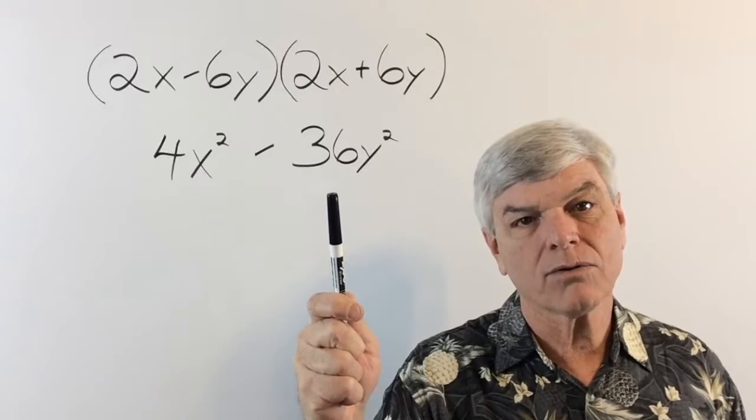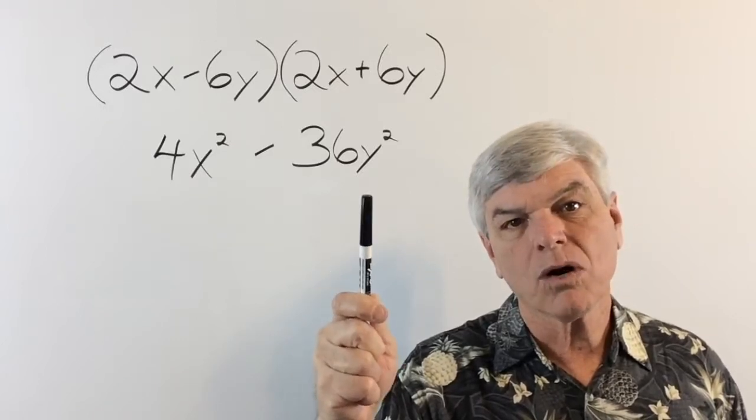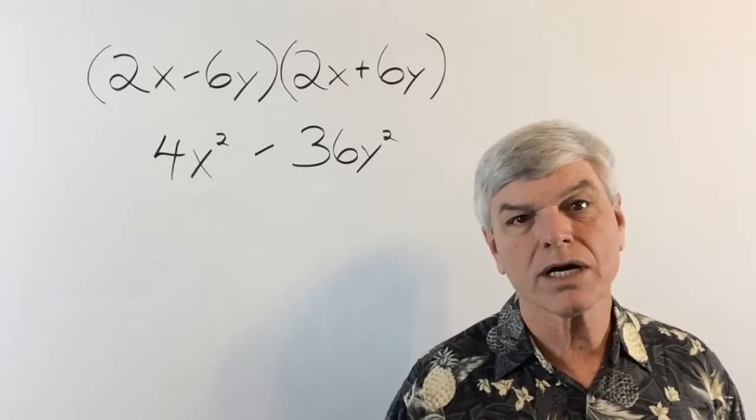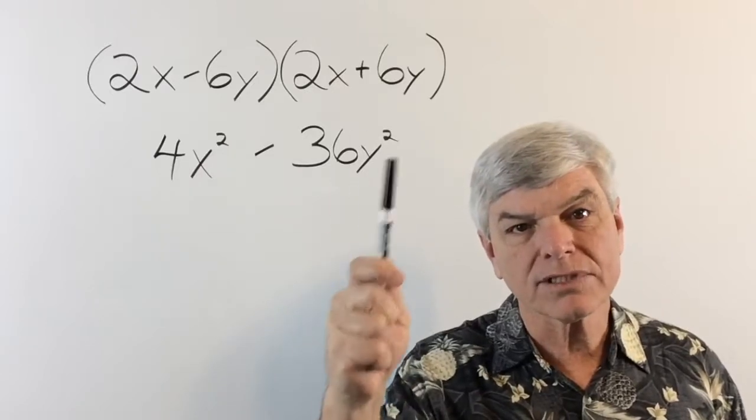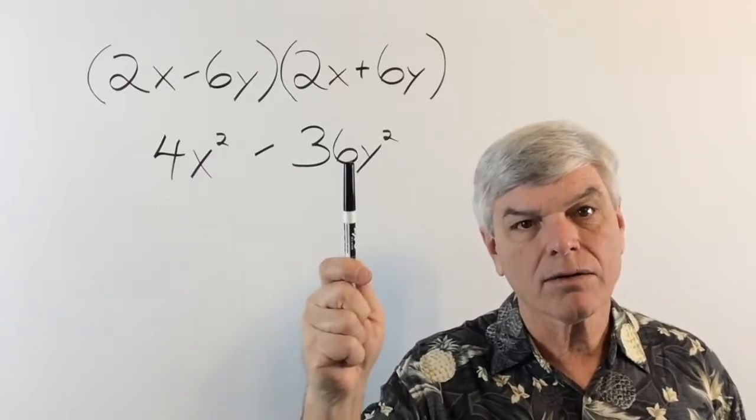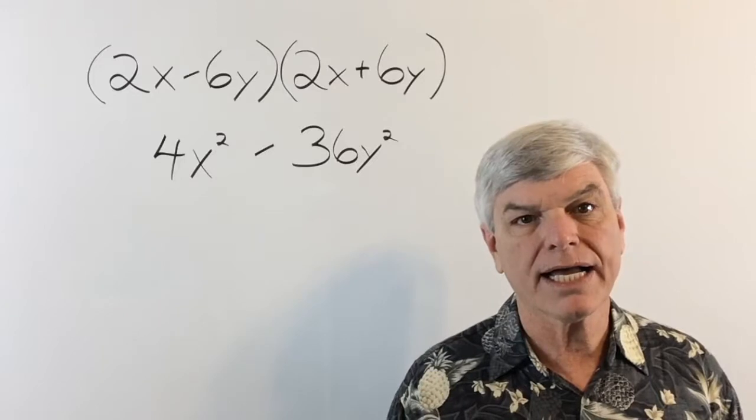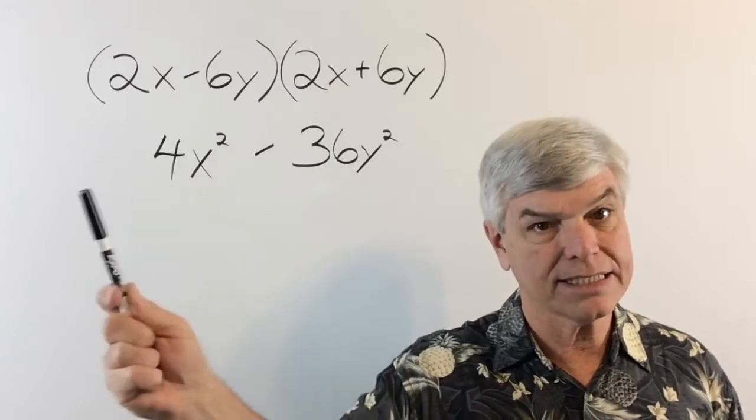36 is a square, right? 6 times 6. Y squared is a square. So this term is a square. We have a square and a square separated by a negative sign. This is the difference of squares.